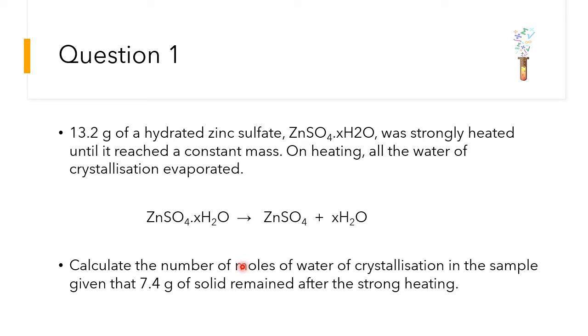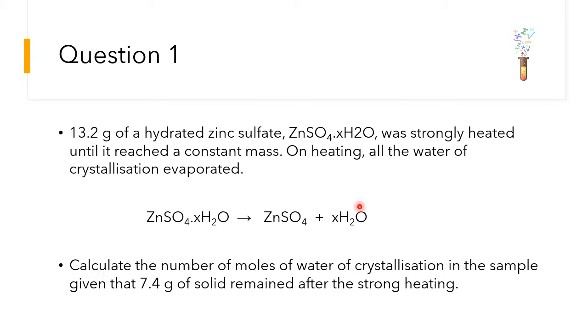13.2 grams of hydrated zinc sulfate was heated until it reached a constant mass. So you'd be putting that in a crucible and heating it on a Bunsen flame and weighing it, and then heating it and weighing it until you got the same mass. That makes sure that all the water of crystallization is evaporated. So all the waters that are combined within the crystal structure, in the crystal lattice, are now evaporated and you're left with purely zinc sulfate.